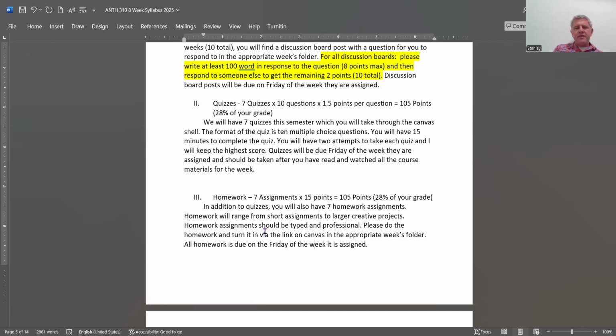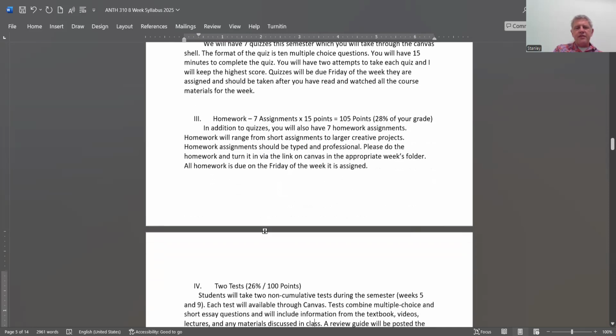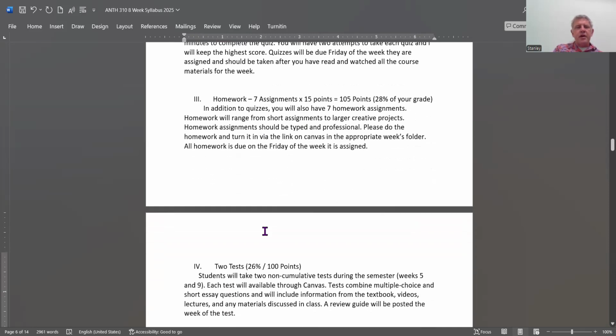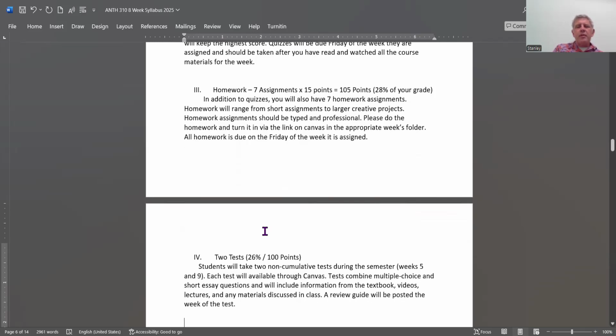Third type of assignment is a homework. You have 7 of these throughout the semester. These range from read an article and answer some questions. Some of these are more creative, in which you'll be making a couple timelines and family trees, and learning about different civilizations through these different assignments. So hopefully you'll be able to engage with these.